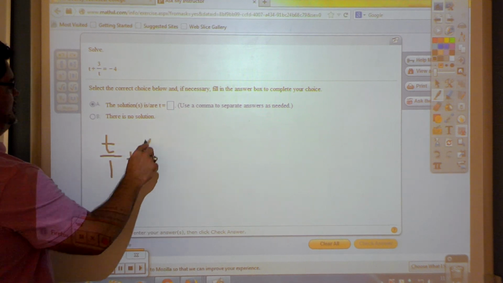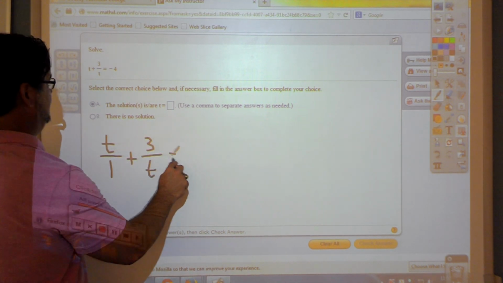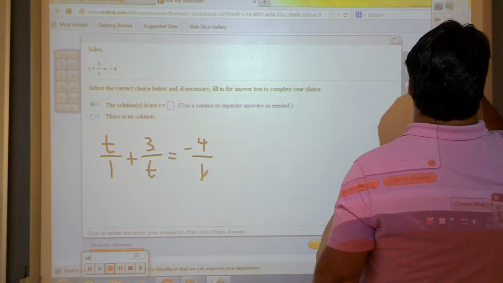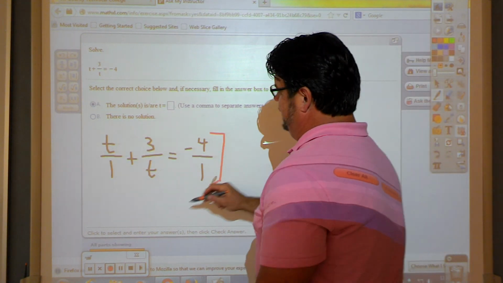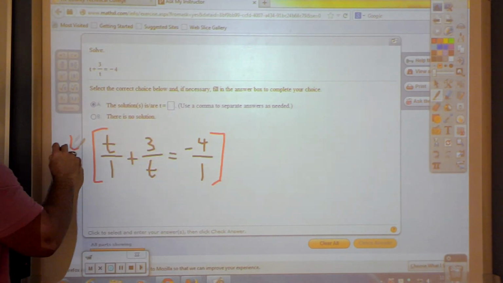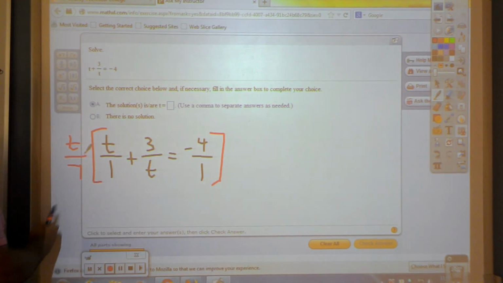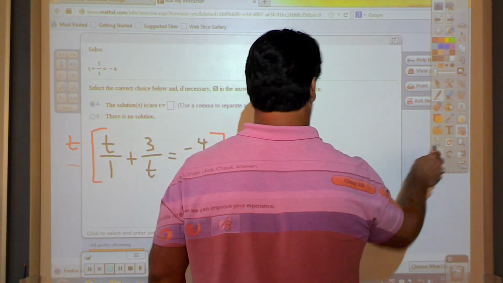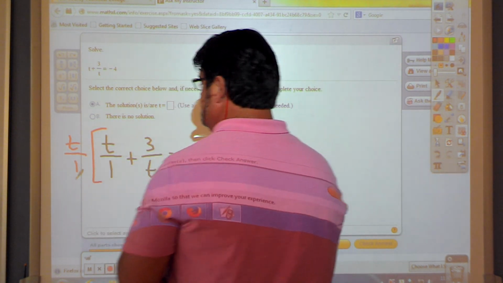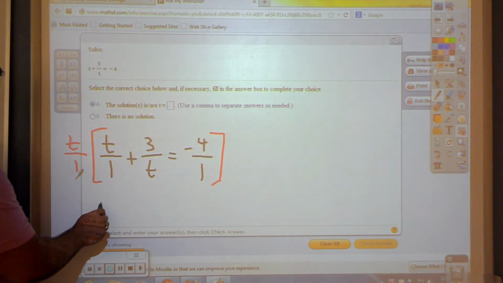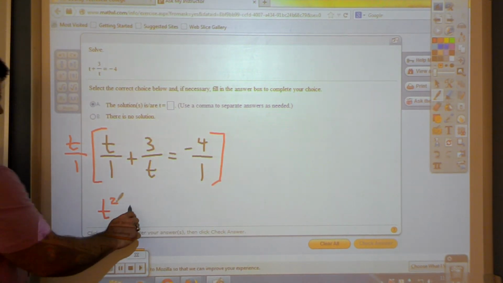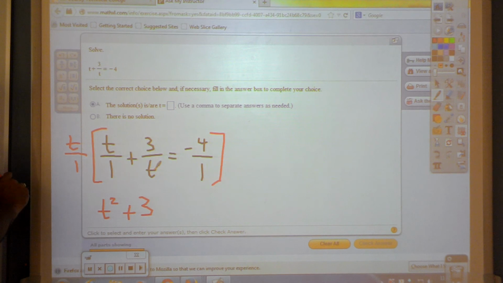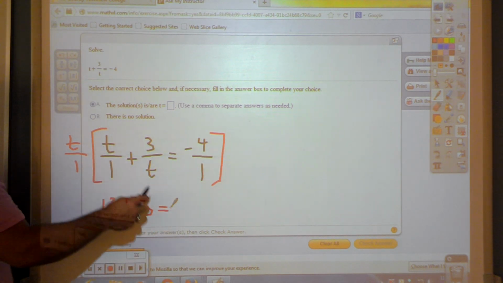t over 1 plus 3 over t is equal to -4 over 1. And the common denominator is t. So we multiply through by t over 1. Now that gives me t squared plus 3, the t cancels, equals -4t.